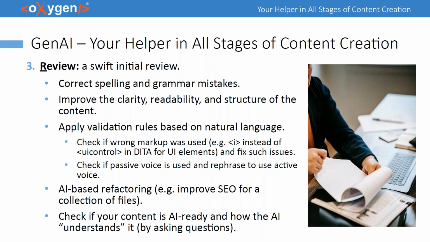You also have the possibility using our Positron assistant to perform the same action on a collection of files, or you can write a custom prompt and run that over a collection of files. Many of our predefined actions are available in the AI-based refactoring feature. And you can also check if your content is AI ready and test how the AI understands, so to say, your content by asking questions. You feed the AI with your content, and then you have a conversation with the AI to see if you can extract the answers to the questions that your readers may have.